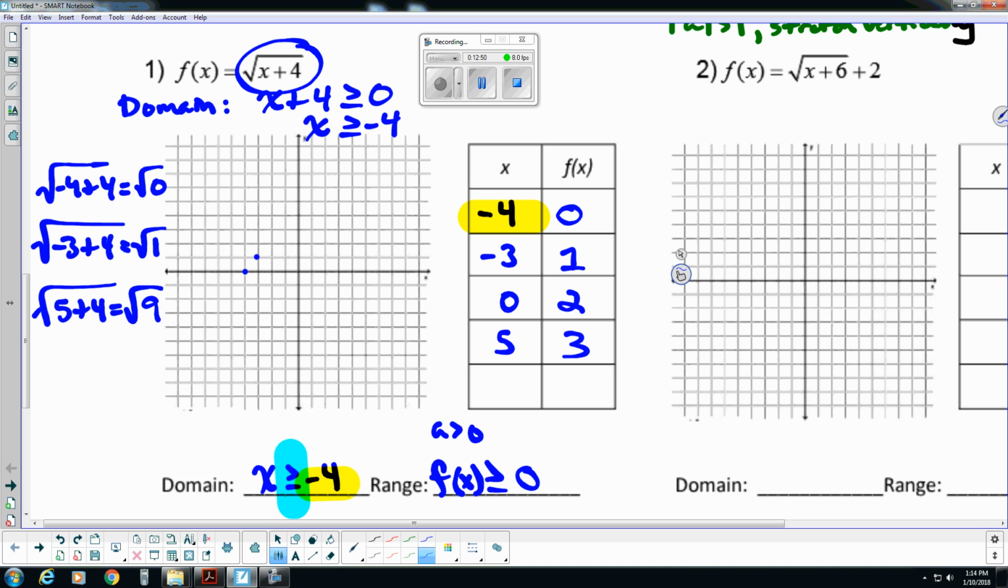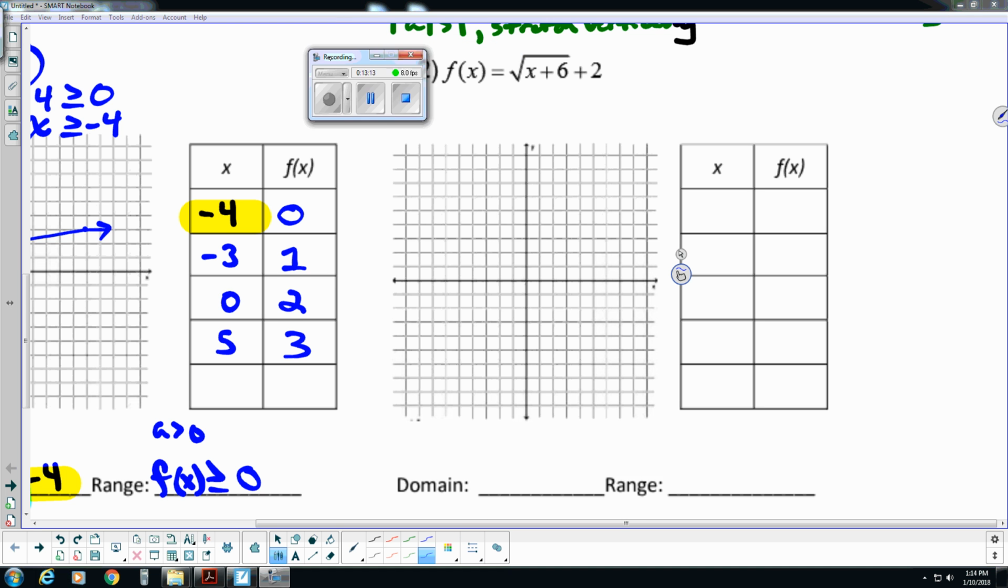Negative 3, 1. 0, 2. 5, 3. And we make our curve. Okay, and there is our first square root function that we have graphed. Okay, let's move over here to number 2.